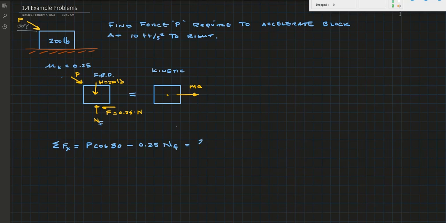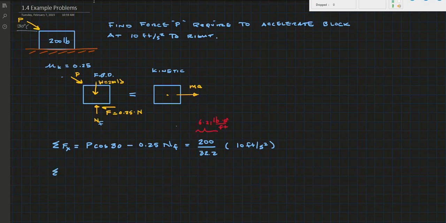essentially the mass, which is 200 over 32.2. And if we were to work that out, that comes out to be 6.21 slugs, or pound seconds squared per foot. And we need to multiply that by our acceleration, which is given in this problem, 10 feet per second squared. And because the acceleration is given, we're able to solve this just purely with kinetics.